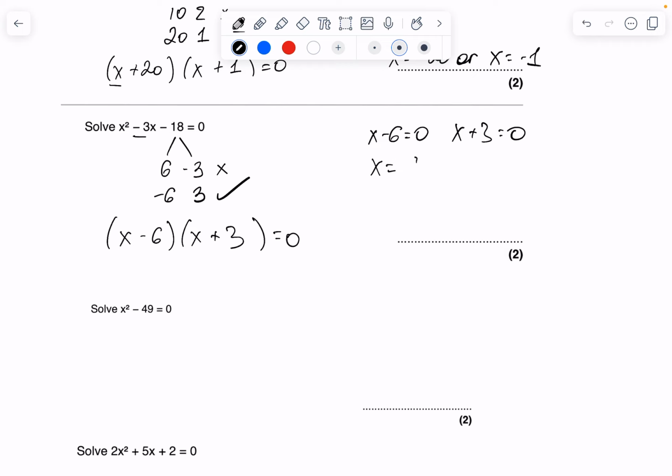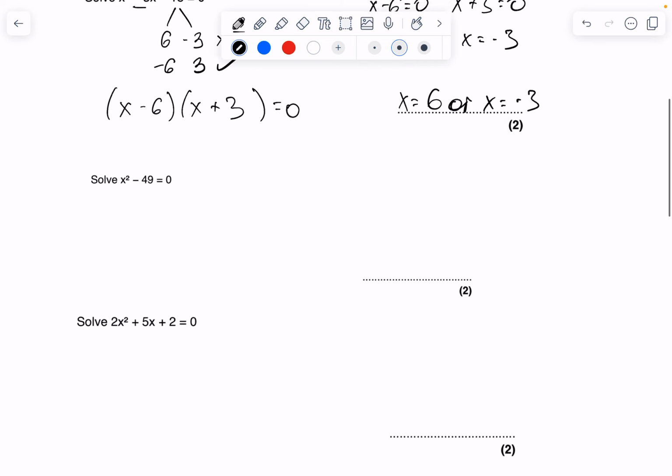So x equals positive 6 or x equals negative 3. Two answers. That's it. Now moving on to the next example.